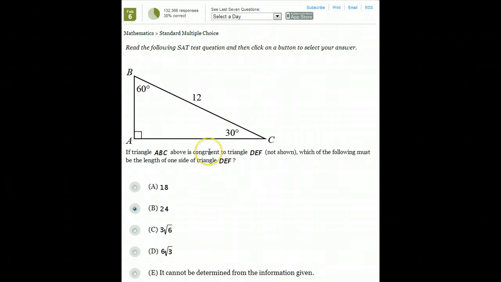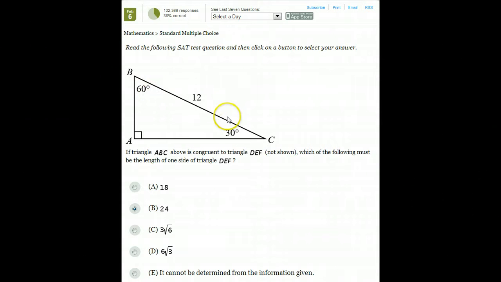Well, if you recall from geometry class, congruent triangles are triangles that have 3 congruent angles and 3 congruent sides. In simple terms, congruent triangles are identical to each other. The question wants to know which of the following must be the length of one side of triangle DEF, or in other words, one side length of triangle ABC.